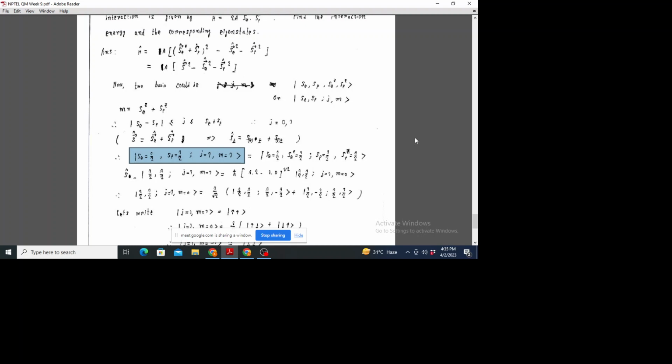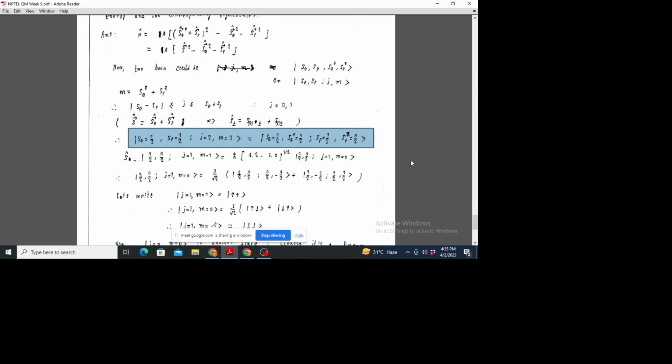And M is equal to 1 only when SEZ is equal to half and SPZ is equal to half, because that is what their maximum values are. So there is no other choice but to identify these two states. So J equal to 1, M equal to 1 is identified with SEZ half and SPZ half.